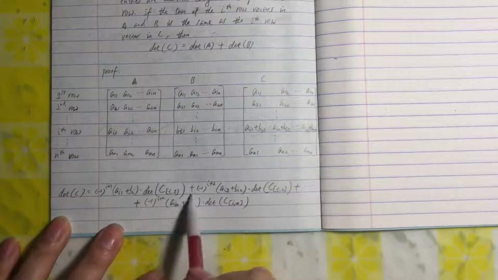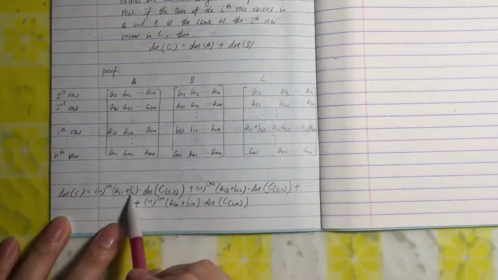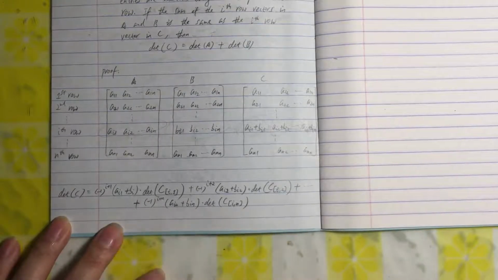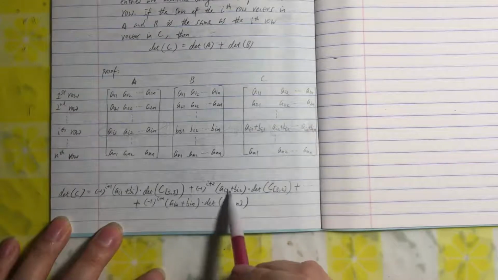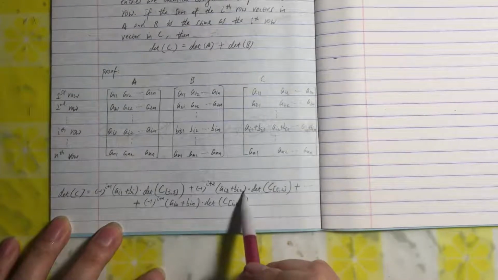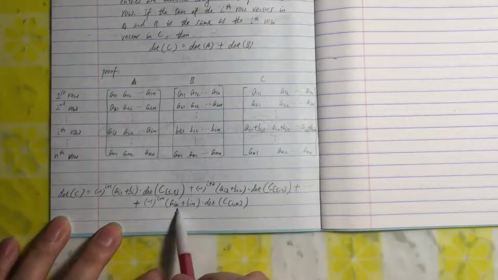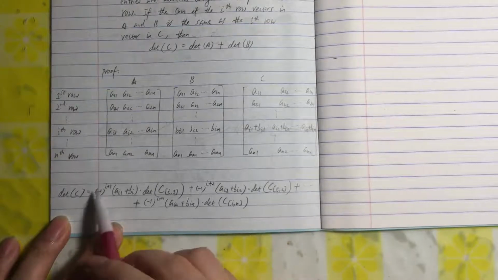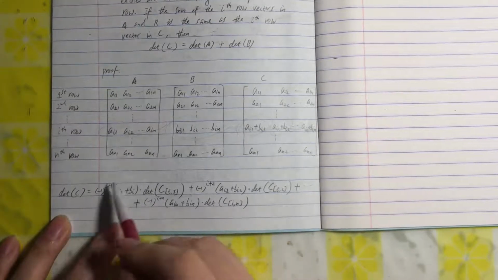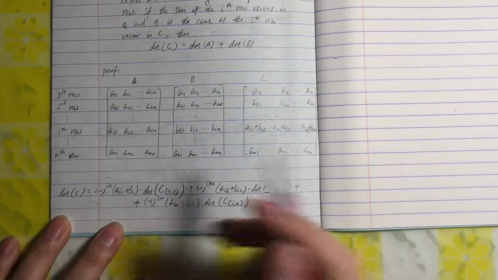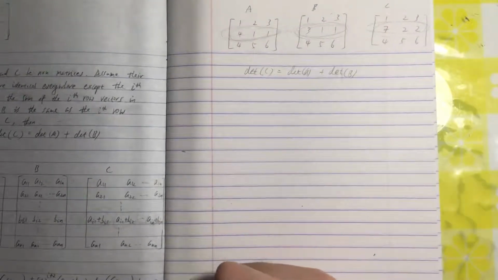Next, let's observe. In the first term, we have AI1 plus BI1 in the parentheses. In the second term, we have AI2 plus BI2 in the parentheses. And in the last term, we have AIN plus BIN in the parentheses. If I distribute everything in the parentheses, what do I get? Let me continue from here.